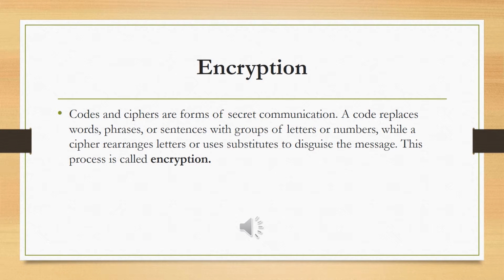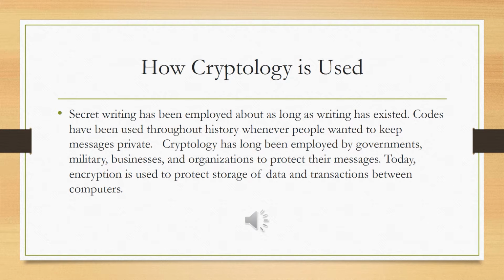Okay, so with ciphers and codes, encryption is the way that the messages are formed. A code replaces words, phrases, or sentences with groups of letters or numbers. And ciphers rearrange those letters or use substitutions to disguise the message. So this whole process is called encryption. And when we take that encrypted message and translate it back into the regular letters and numbers, that's called decryption.